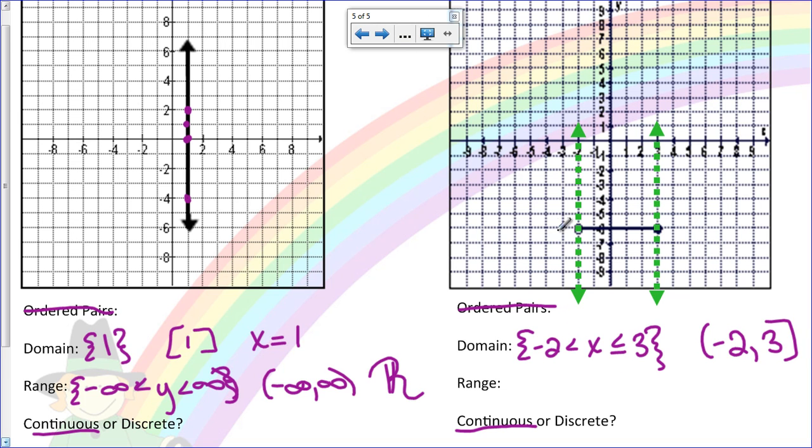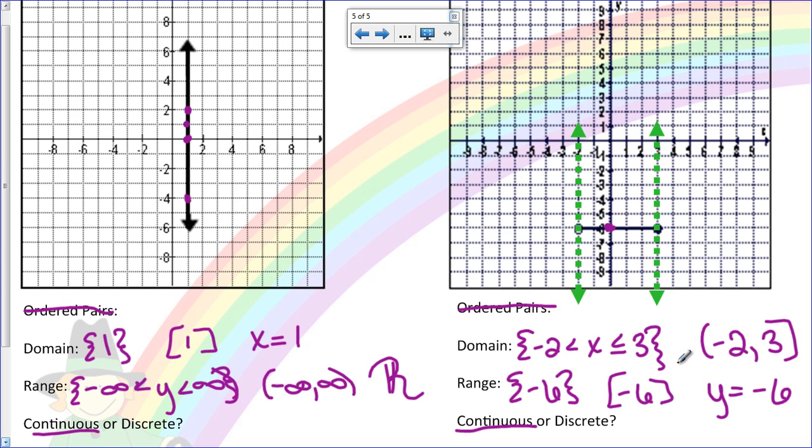Now for my range, if you will remember, range is how far up and down it goes. Well, this line is horizontal. It doesn't go up or down. It only goes side to side. So my range is just going to be the y value that this graph passes through, which is right here at -6. So my range is -6. Or you could put it in interval notation, or you could just say that y equals -6. Again, like the other one, the one that you will see most often is going to be y equals -6. So that is domain and range.